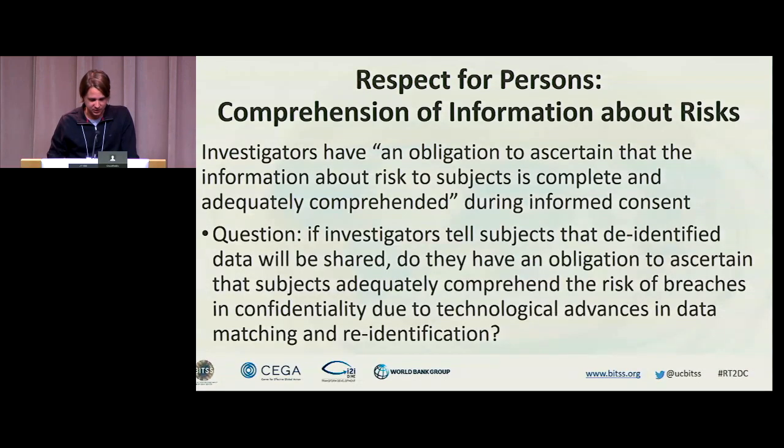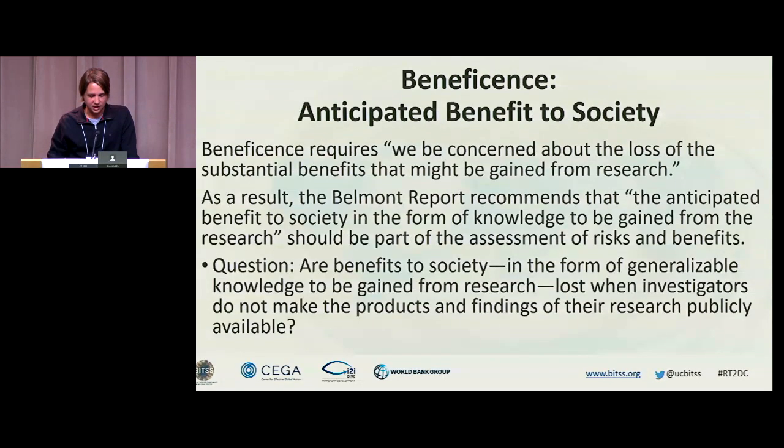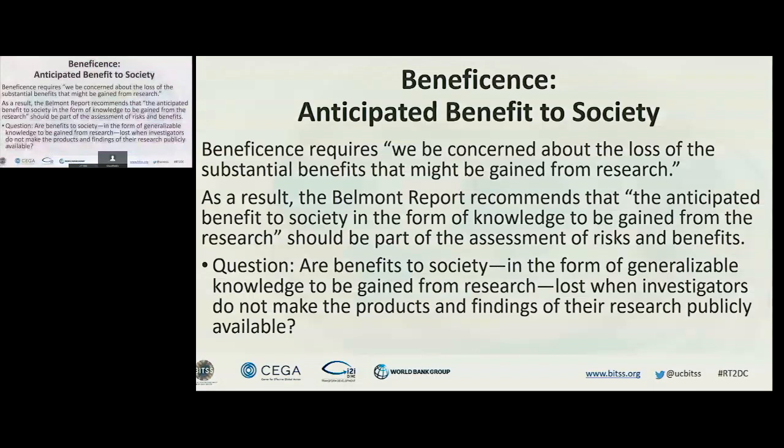Next one, beneficence, and particularly the concept of anticipated benefit to society. So beneficence requires, I quote from the Belmont Report, we be concerned about the loss of the substantial benefits that might be gained from research. As a result, the report recommends that, quote, the anticipated benefit to society in the form of knowledge to be gained from the research should be part of the assessment of risks and benefits, and that's the assessment that ultimately leads to IRB approval of the submitted study procedures.